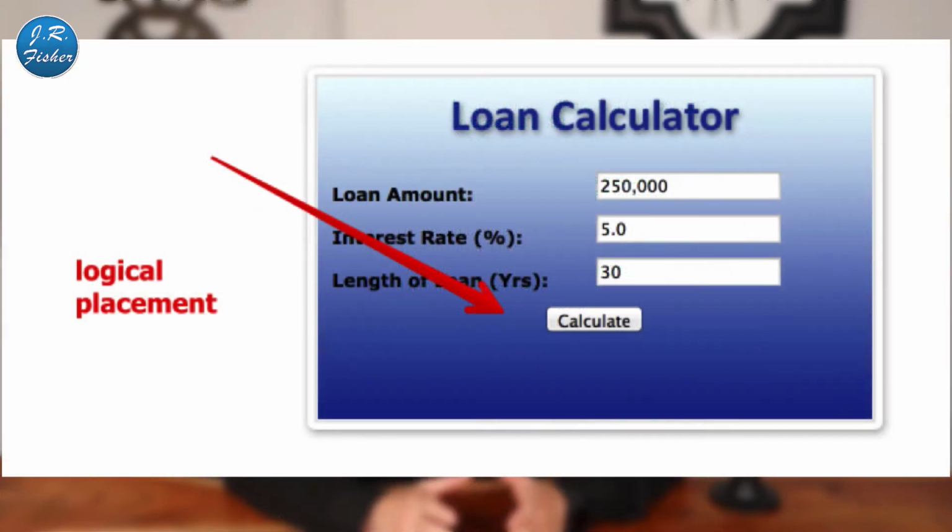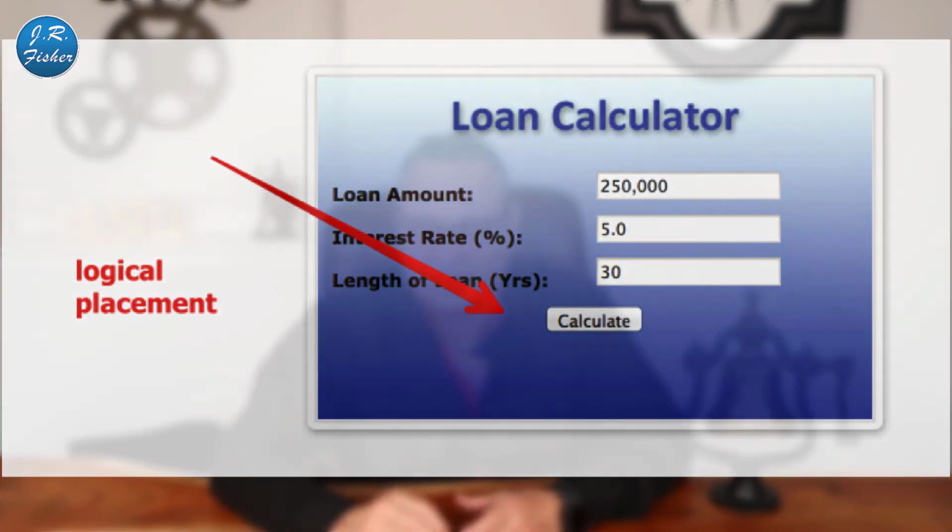Here's another one here that has logical placement, right? It's a loan calculator where you put in your information and you click calculate. That's a logical placement right there.